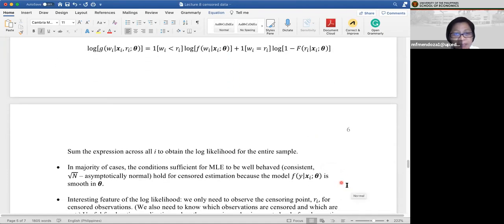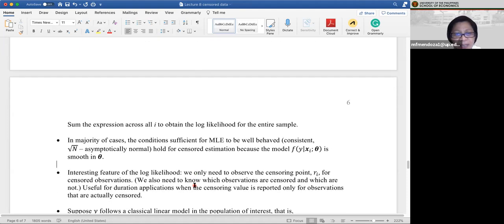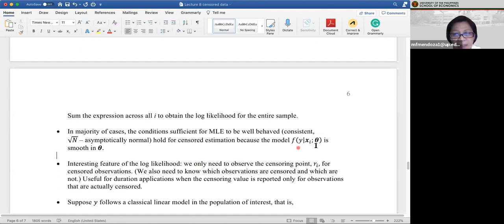In the majority of cases, the regularity conditions needed for the maximum likelihood estimators to be consistent and square root asymptotically normal hold for censored estimation, because this density function is smooth in theta.